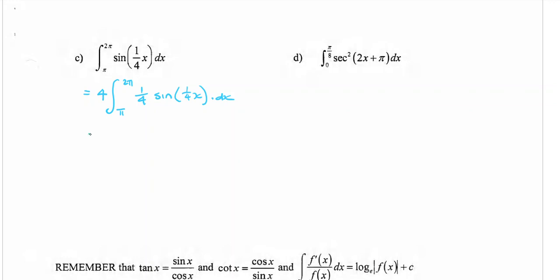Okay, so now I can integrate. The 4 is going to stay out the front. Using the formula, sine integrates to negative cos, so negative cos of the quarter x, the original function, between pi and 2 pi. Okay, so now we sub in. We have 4 out the front. We're going to have negative cos of a quarter times 2 pi, which would be pi over 2. And then minus, and a minus would make a plus, cos of pi over 4.